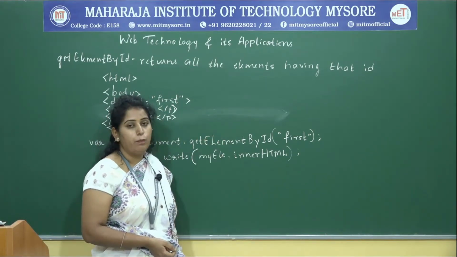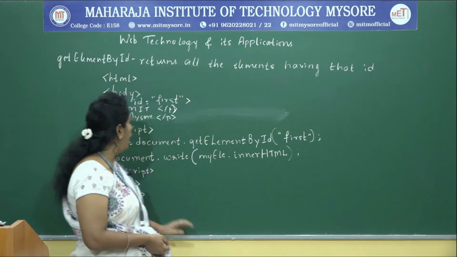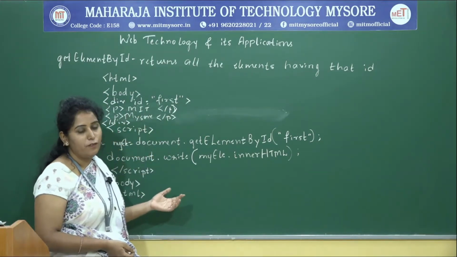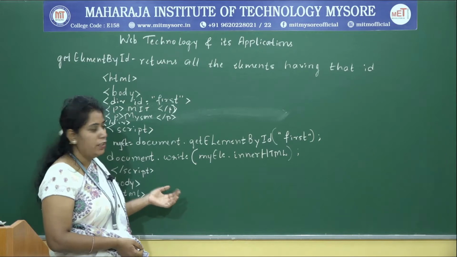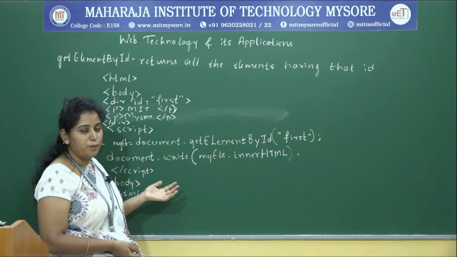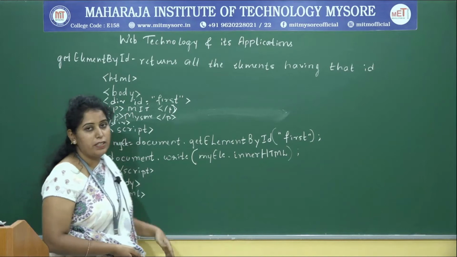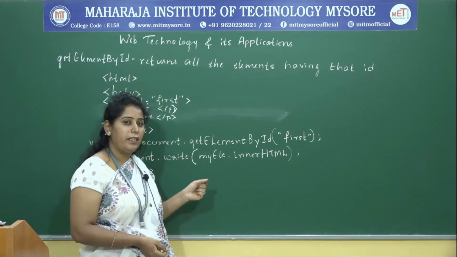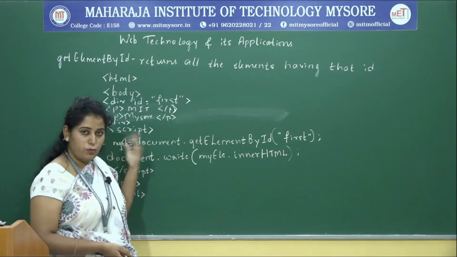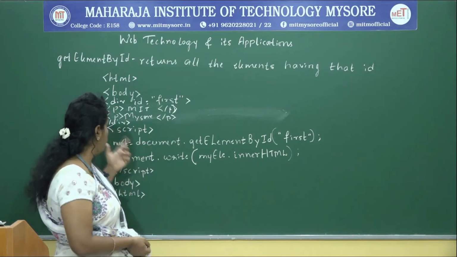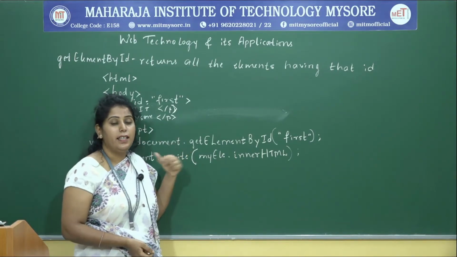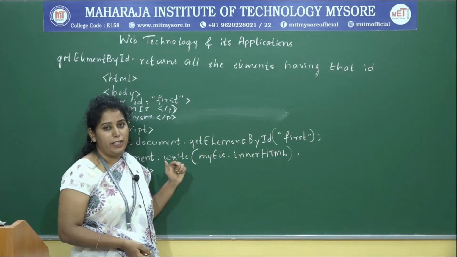Now observe the output carefully to see how it actually works. There is a difference in the output: in the previous example I took only one element, while in this case I have used one div element, but inside it there are many p elements.